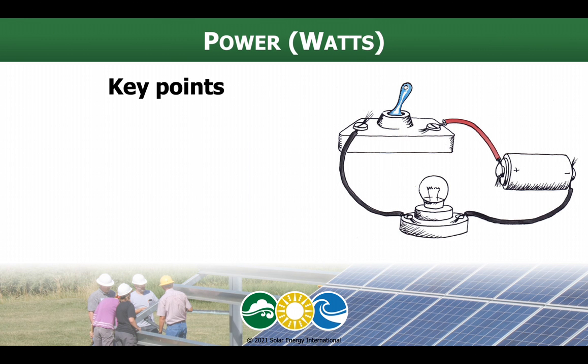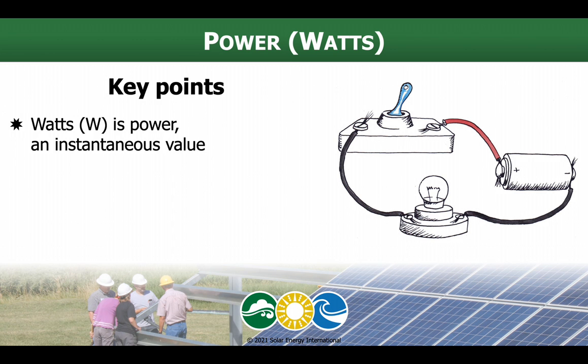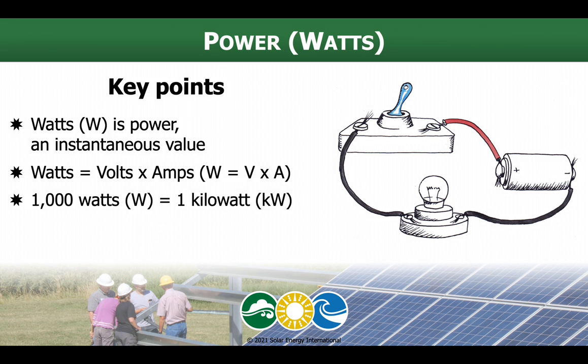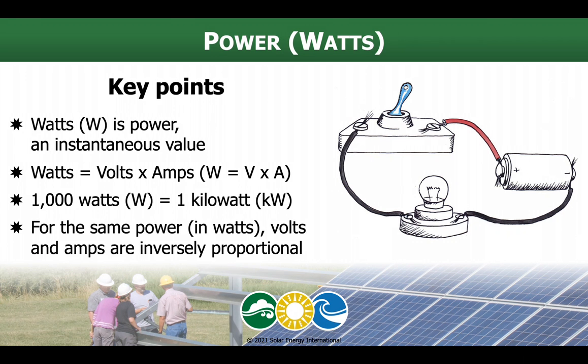Okay, some key points in regards to power. Electrical power is measured in watts. It's an instantaneous value. It equals volts times amps. Remember, 1,000 watts is 1 kilowatt, kW, whereas our watt abbreviation is just the W, and they're inversely proportional. So for the same power in watts, if volts goes up, amps goes down by the same level.